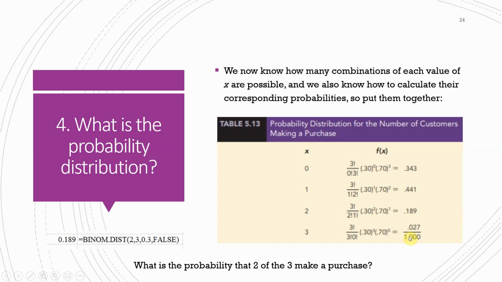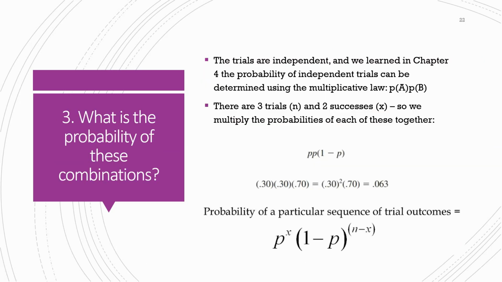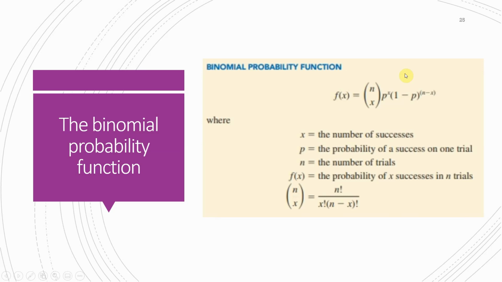So remember in the beginning of the video I showed you the binomial probability function? Does that now look familiar? It's the combination, nCx, right here, which is what we calculated, times, right here, the probability of the successes, which, remember, is back here, the probability of a particular sequence of trial outcomes. And we multiplied those numbers together, and that's our probability function.